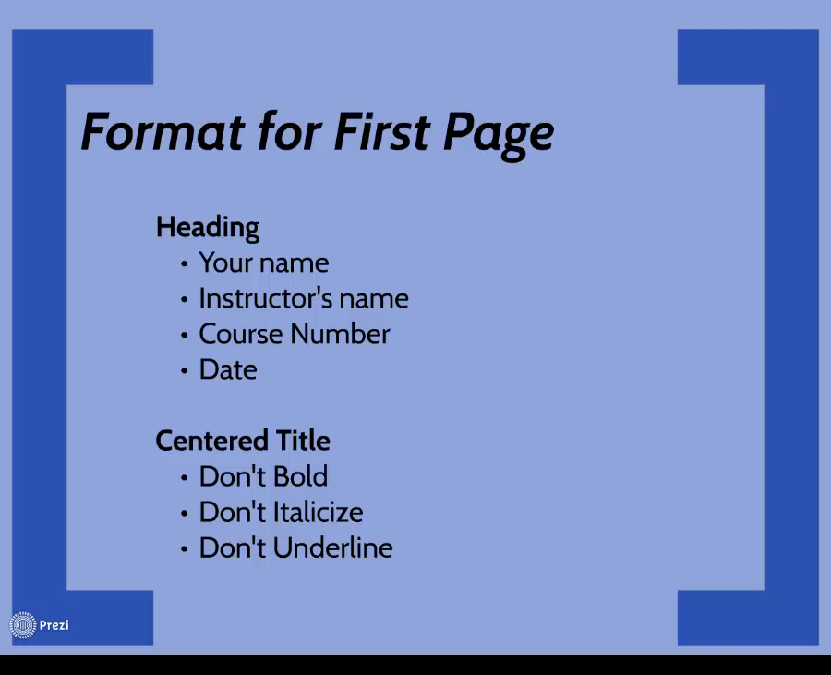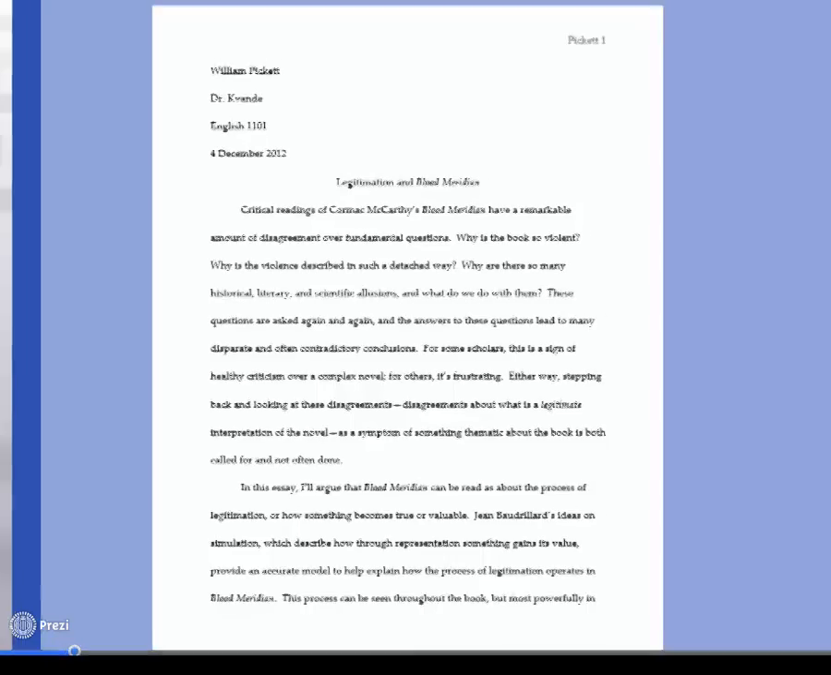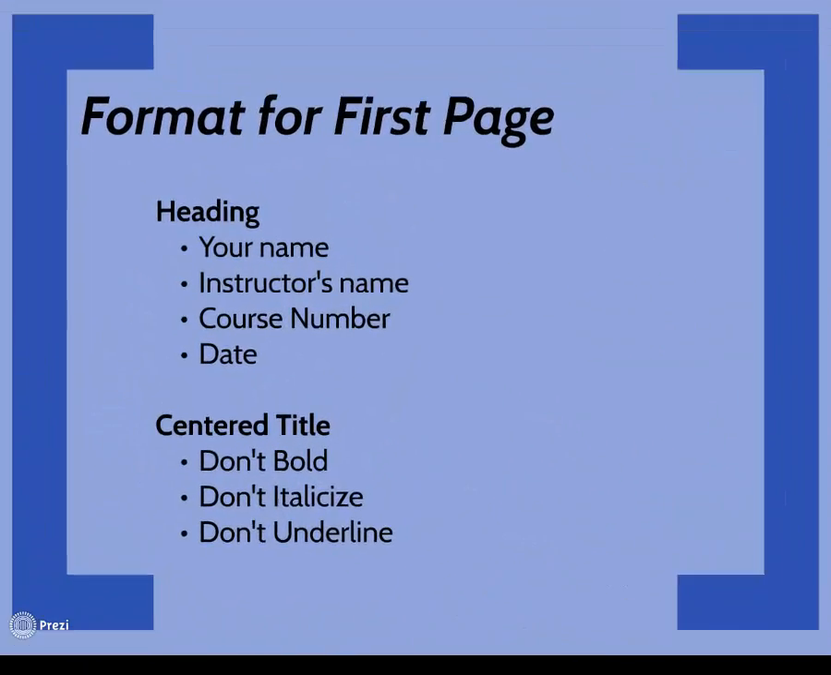And then you also had the title in the middle of the page, and it wasn't bolded, it wasn't italicized, it wasn't underlined, it was just regular words, unless one of those words would otherwise be italicized. Example of that would be a title of a book. And if we look back here, you'll see Blood Meridian, that's a book, so it's italicized, but you'll see the name, professor's name, class, date, etc. Okay. And that was just for the format for the first page.